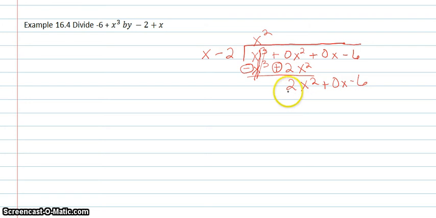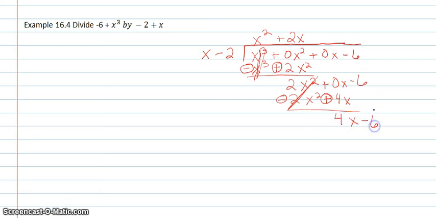Alright, now I'll divide this 2x squared by the x, so I'll have plus 2x. And then I'll multiply the 2x to the x and the 2, so I'll have 2x squared minus 4x, and I'll change the signs. So these 2 will cancel. Now I'll have a 4x, and I'll bring down that negative 6.